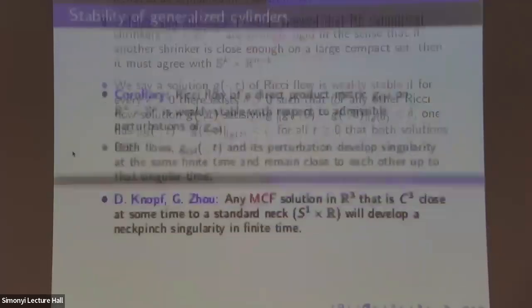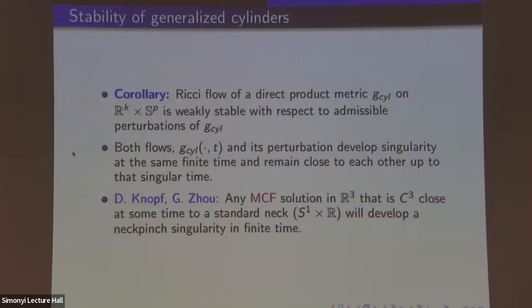And now, with this definition, we can prove the corollary of our theorem A: that the Ricci flow of a direct product metric, g cylinder, is weakly stable. What is g cylinder? This is just a metric on our shrinker, R^k cross S^p, a generalized cylinder. It is weakly stable with respect to some admissible perturbations. So we cannot take just any perturbations, but we have to take perturbations that decay at spatial infinity. And then we can show that both flows, the cylindrical metric and the perturbed flow, develop a singularity at the same time, and they remain close to each other for all times after, as long as the flow exists.